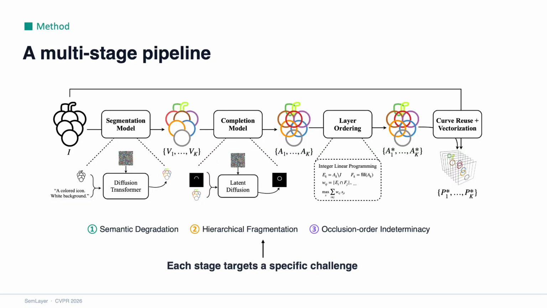Our pipeline addresses these challenges in 3 learned stages. First, a generative segmentation model produces visible part masks. Then a completion model recovers each part's full amidal shape behind occlusion. Layer ordering then sorts the parts into a proper stack via integer linear programming. Finally, curve reuse and vectorization turn the result into editable SVG layers. Each stage directly targets one of the challenges from the previous slide.